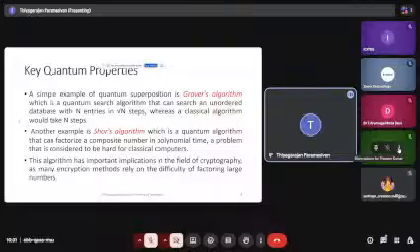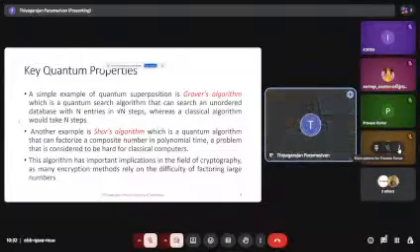Another example is Shor's algorithm. Again, it is a quantum algorithm that can factorize a composite number in polynomial time. When I say this quantum algorithm can factorize a composite number, it is a real threat to cryptography, because you all know cryptography is strongly founded on number theory. Number theory is founded on mathematics. So if there is no number theory, there is no cryptography. If there is no cryptography, there is no security.